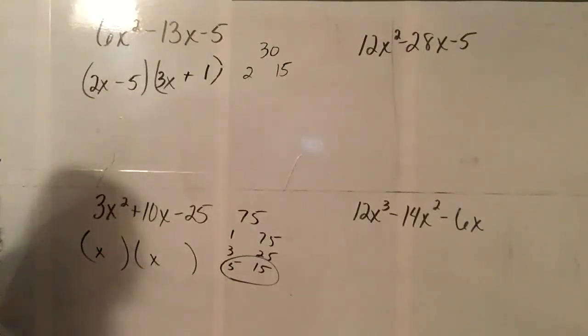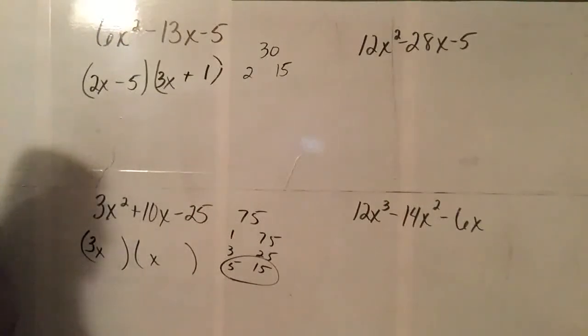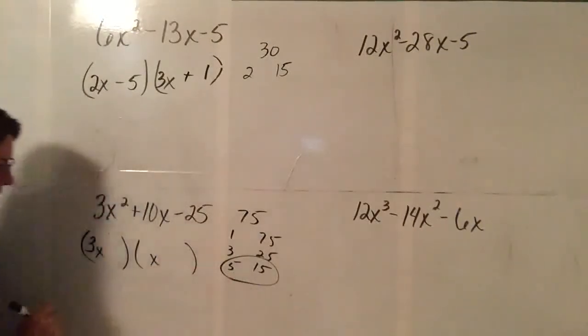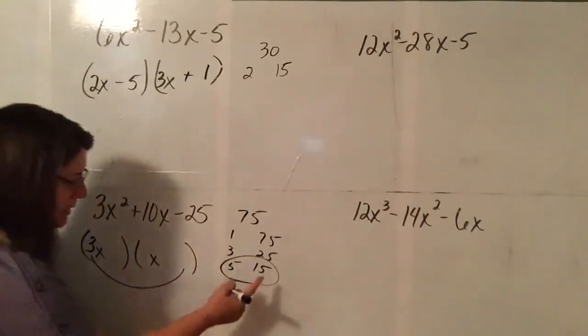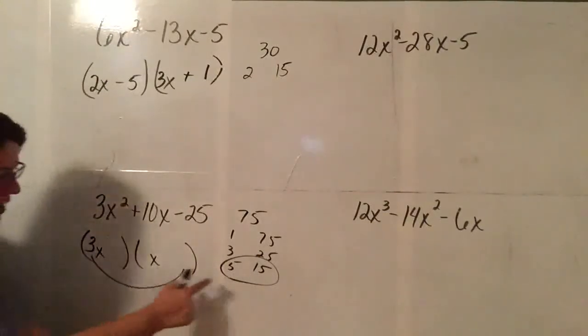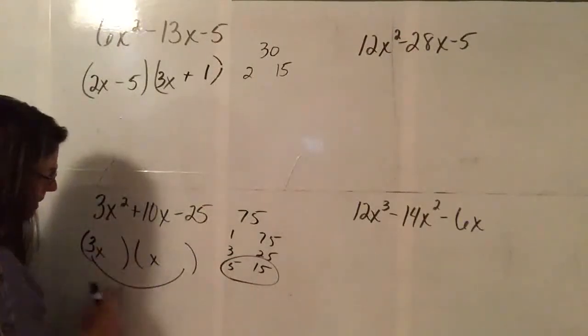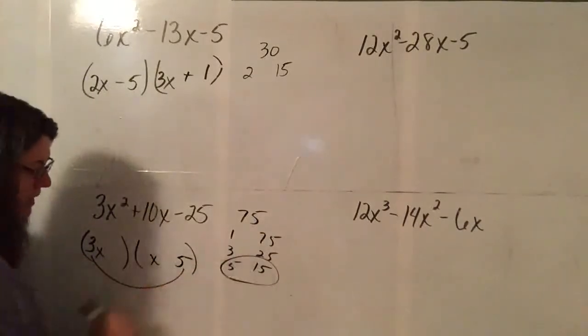Think about factors of 3. Well, the only factors of 3 are 3 and 1. So we need a 3 in front of one of them, a 1 in front of the other. I'm just going to leave it as an x. And then my outside and my inside term need to make 5 and 15. Well, let's think about that. 3 times what gives me 15? 3 times nothing gives me 5, right? We can't multiply to get 5. But we can multiply 3 by something to get 15. 5. So 3 times 5 is 15.